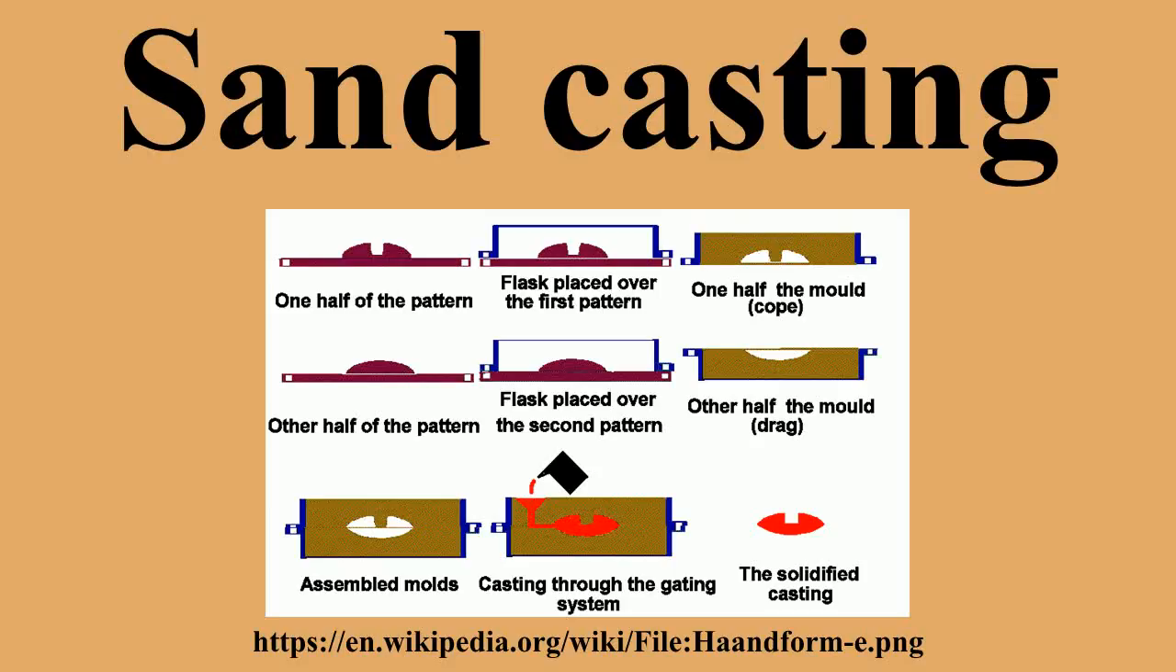Basic process. There are 6 steps in this process. Place a pattern in sand to create a mold. Incorporate the pattern and sand in a gating system. Remove the pattern. Fill the mold cavity with molten metal. Allow the metal to cool. Break away the sand mold and remove the casting.